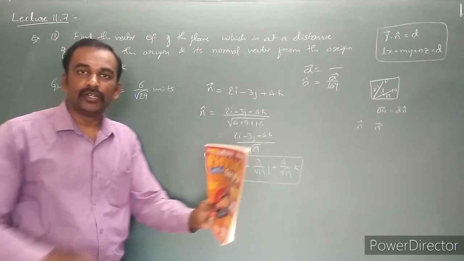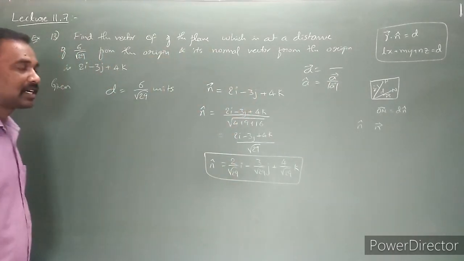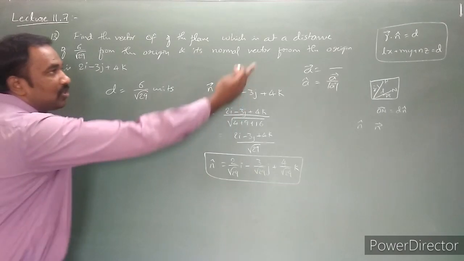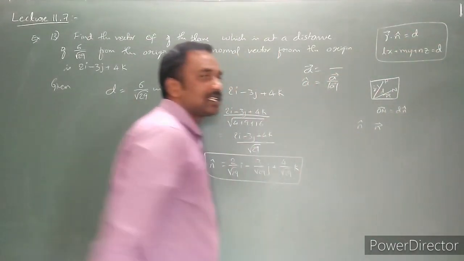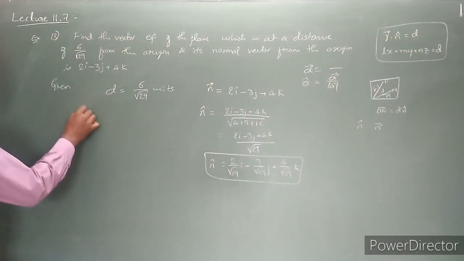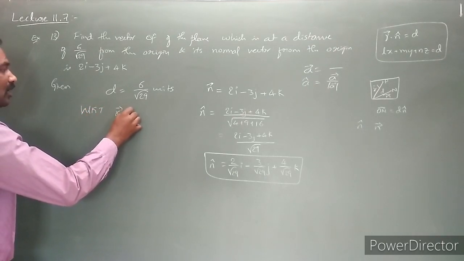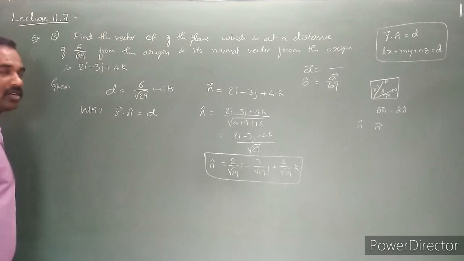Normal to the plane of the origin. In this direction, the unit vector is going on. This is the unit vector. Distance is given, unit vector is given, then we can easily get the required equation of the plane. What is the required equation of the plane? R bar dot n cap is equal to d.